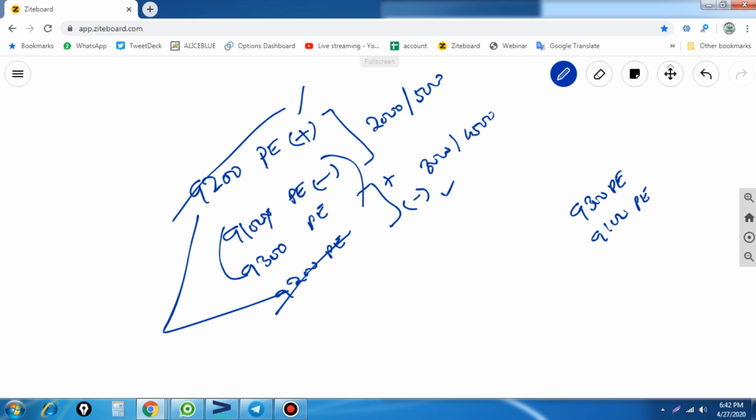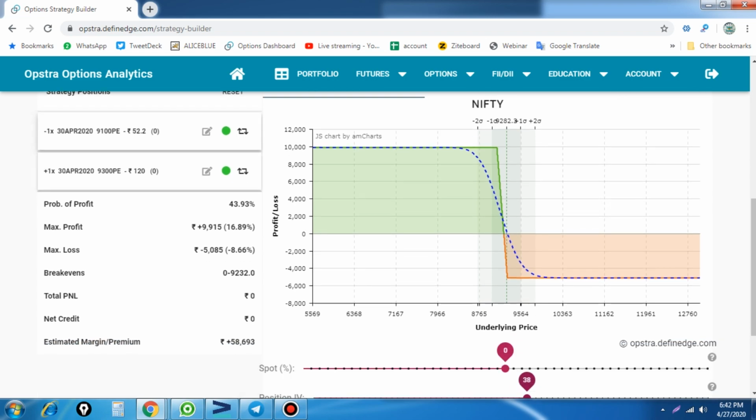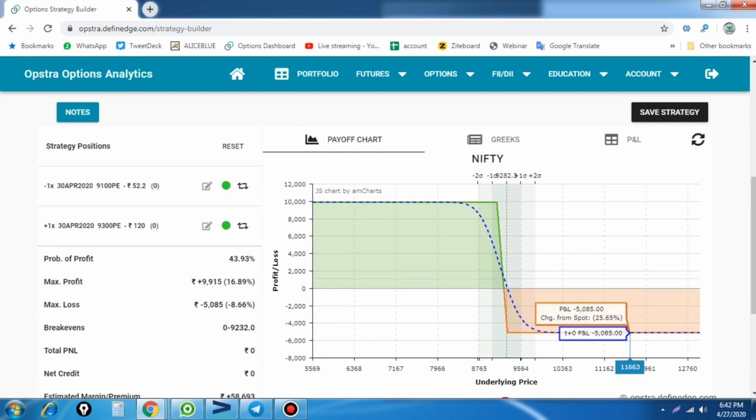So same here, we long here and we short here. That will also be a strategy which will give you the combined profit. So I will show you what the combined profit is. So here, the 9300 put which you have taken long, and the 9000 put option which you have taken short. That is 120 and 52. The risk for the trade is somewhere around 5085, the total combined risk.